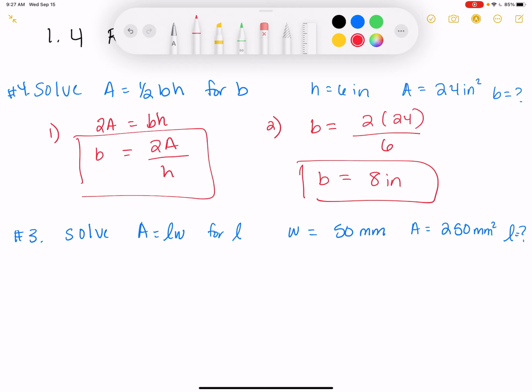So what do I get to get L by itself? L is equal to A divided by W. So that's part 1. And then I just plug this stuff in. So L is equal to 250 over 50. Always make sure that the units are the same. Every once in a while they try to throw you off and give you something in millimeters and something in centimeters, so make sure you're paying attention to that. So what is L? 5 millimeters.